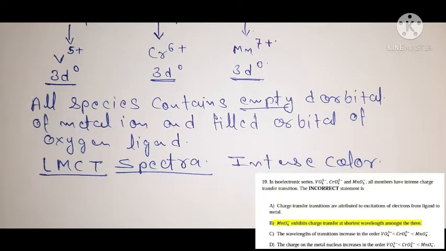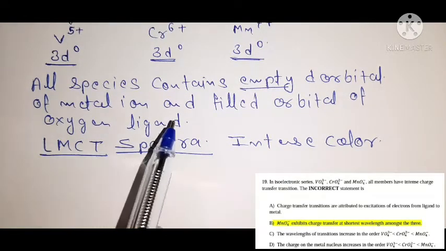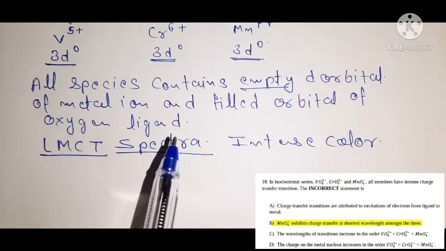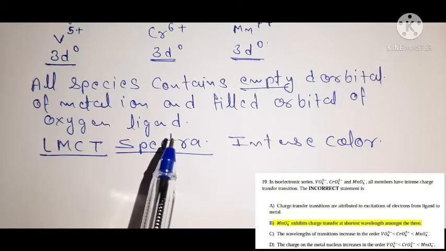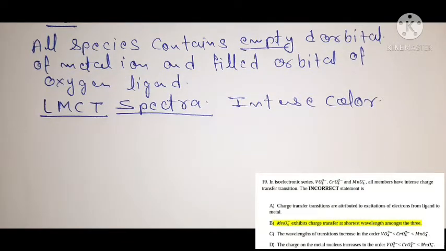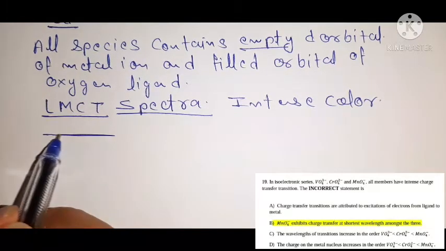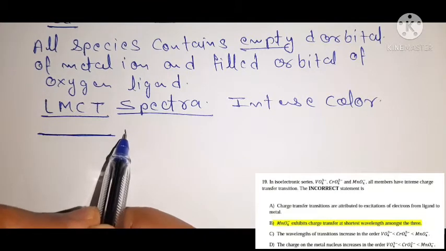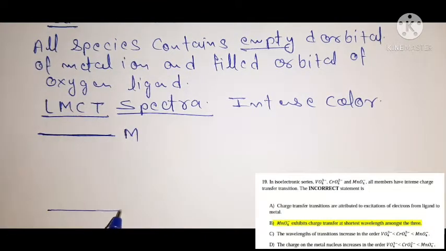Okay, so that means on the basis of this point, your option A is the correct statement, which states that charge transfer transitions are attributed to excitation of electrons from ligand to metal. So in this complex, charge transfer transition occurs because of excitation of an electron from ligand to metal. So here, suppose this is the high energy metal orbitals and there is a low energy ligand orbitals.